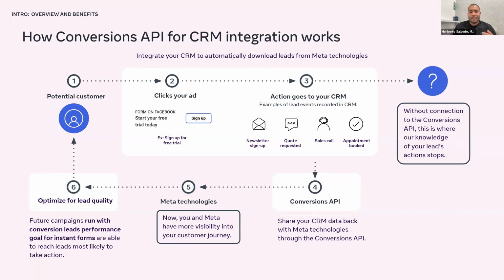But with sharing your CRM data back with Meta through the Conversions API, and that's step 4, now we have visibility into that customer journey and into how that campaign actually drove movement throughout the sales funnel. So when you're going into spending on your next lead generation campaign, your lead-oriented campaign, you can now optimize not only from a lead volume perspective, which is there for anyone and everyone, but now you can run conversion lead performance goals specifically, which essentially means you can target the highest intent leads that are more likely to convert based on that data that you share back via your CRM.